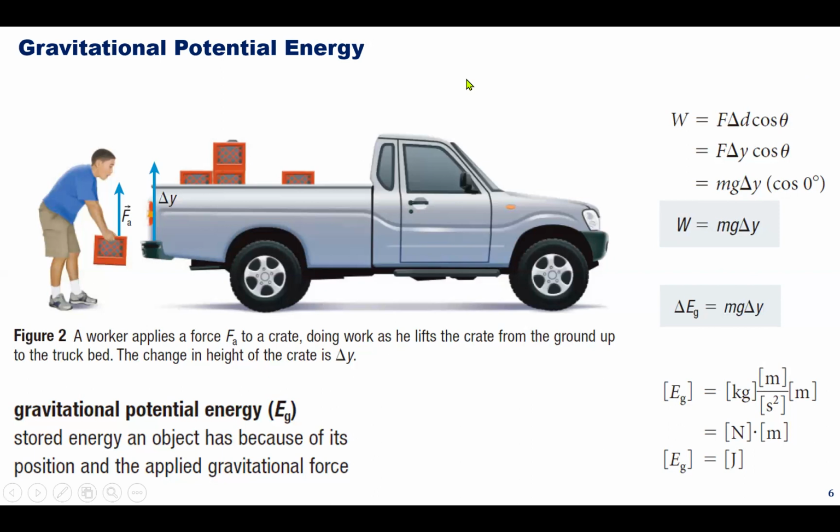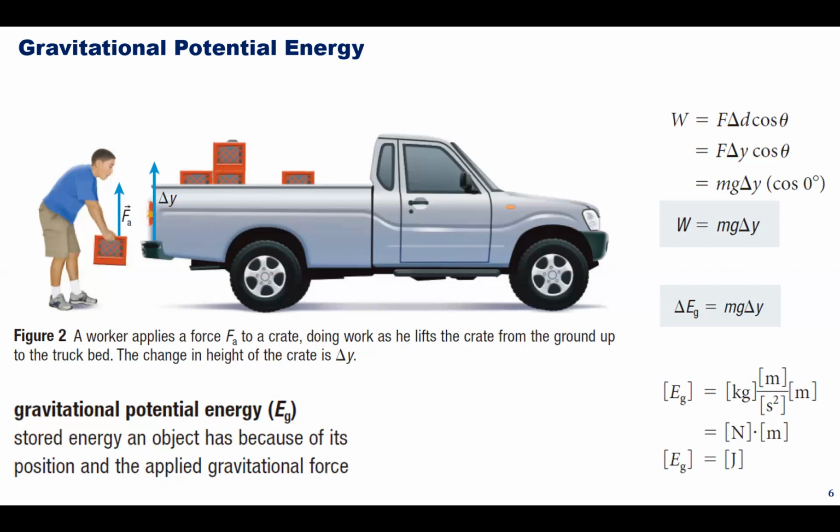The work done on the crate by the force can then be given by this formula, W equals F times delta d times cosine theta, right? So in this case, theta equals 0, so we know W equals mg delta y. Also note that we replace delta d with delta y because we often use y to represent vertical displacements. When the bottom of the crate reaches the height of the truck's bed, the crate has gravitational potential energy relative to the ground.